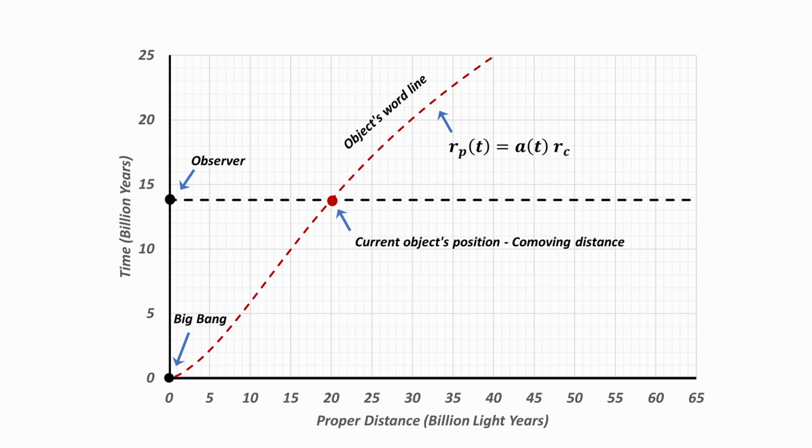For a certain astronomical object, let's say a galaxy that is located at a certain comoving distance from the observer, the red dashed line represents this object's world line or the proper distances as a function of time. The intersection of this line with the horizontal dashed line shows the current comoving distance of the object to the observer. The object current position is represented by a red dot.